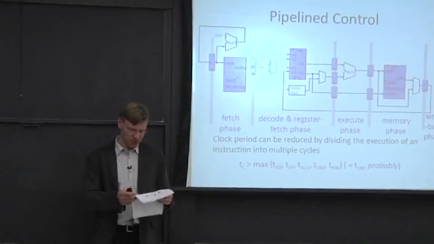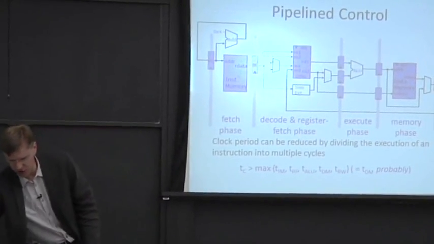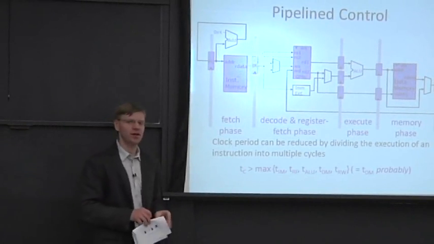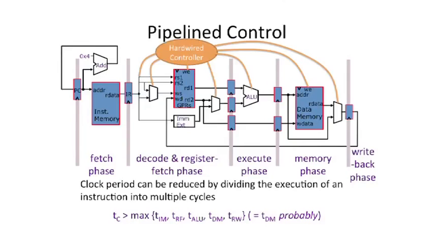OK, so that's the easy part. We pipeline the data. Let's now move on to a little bit more challenging question of how to pipeline the control. So we're going to look at our control unit, and we're going to put down our hardwired control here. The hardwired control is going to take the instruction register and decode the instruction that comes in.